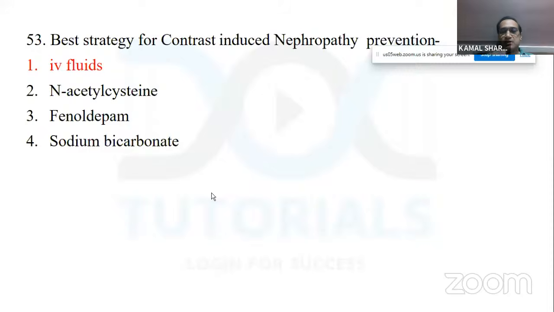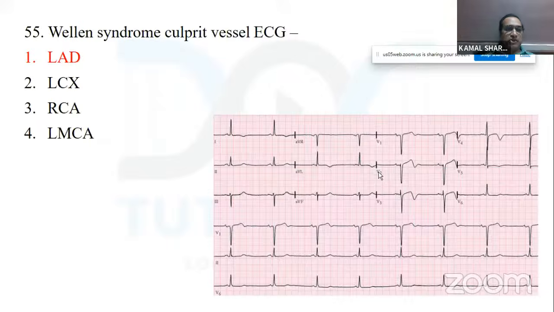Avoid nephrotoxic drugs, which would include drugs like metformin, ARB, ACE inhibitors, even to some extent SGLT2. Now, you must hydrate them, give IV fluids, good amount of fluids. N-acetylcysteine, fenoldopam, soda bicarb all have failed to yield any good result, but they continue to be used across the spectrum. People are giving N-acetylcysteine and soda bicarbonate, but IV fluid is the only proven correct hydration strategy which can prevent contrast nephropathy. Most of you got it right.